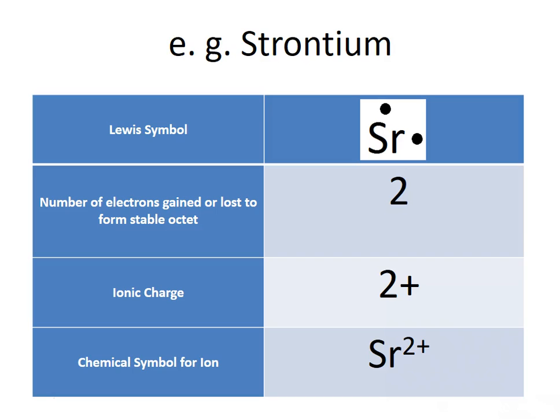Next we have strontium. Here's just another example, this time with a Lewis symbol. You can see strontium also has 2 electrons in its valence shell because there are only 2 dots around strontium. So that means that it needs to lose those 2 electrons. Once it loses those 2 electrons, it has a positive ionic charge of +2.